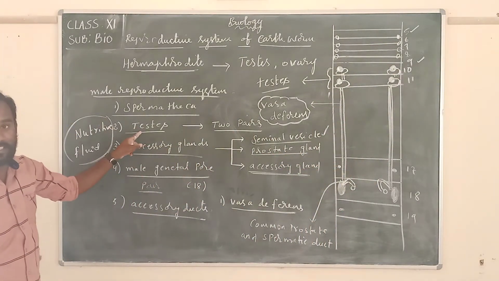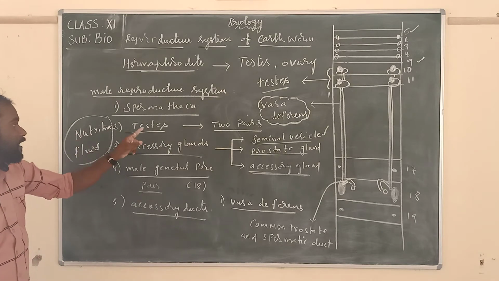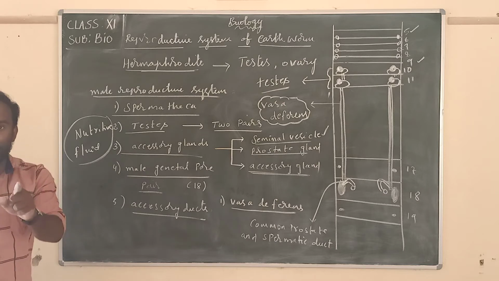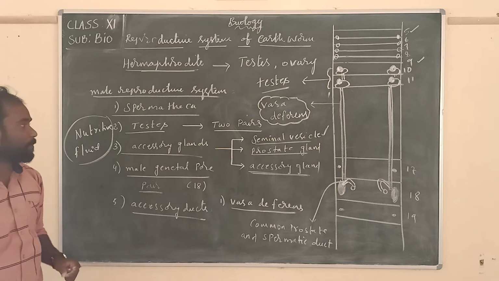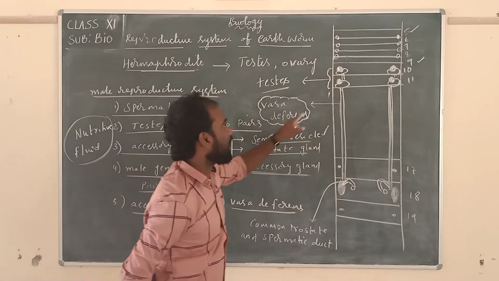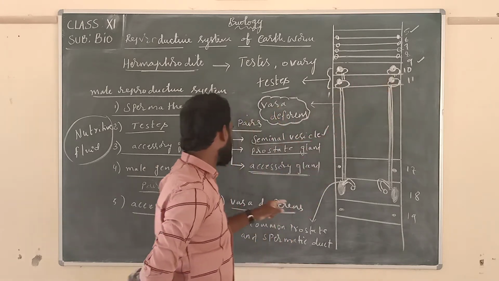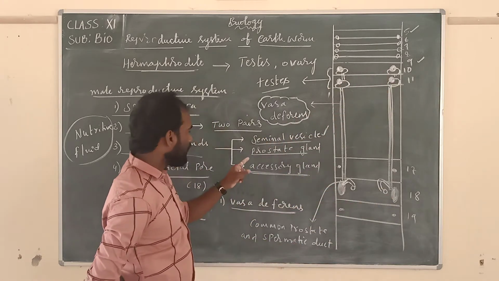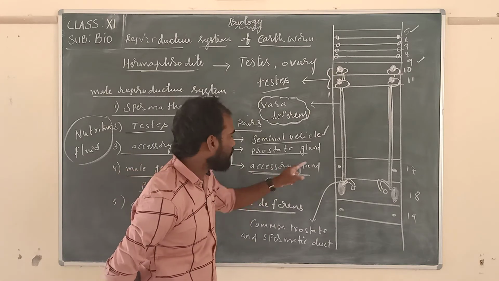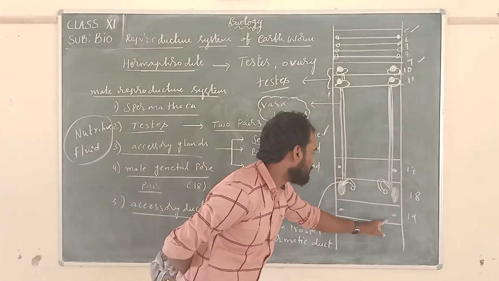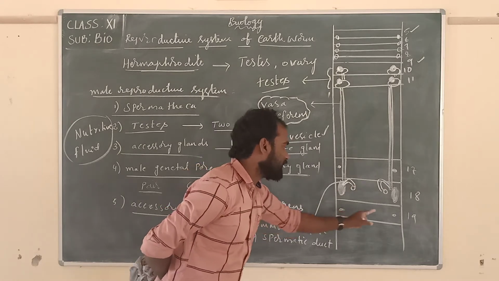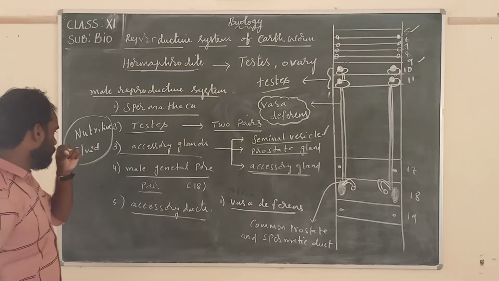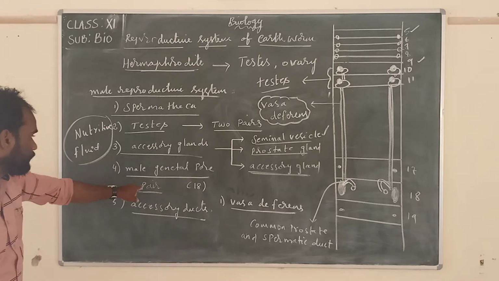Two pairs of testis. One pair is at the 10th segment, another pair is at the 11th segment. Accessory glands. Three types of accessory glands are present. Seminal vesicles are present near the testis itself. Prostate gland is present in the 18th segment. One pair of accessory glands is present in the 17th segment and another pair is present in the 19th segment.